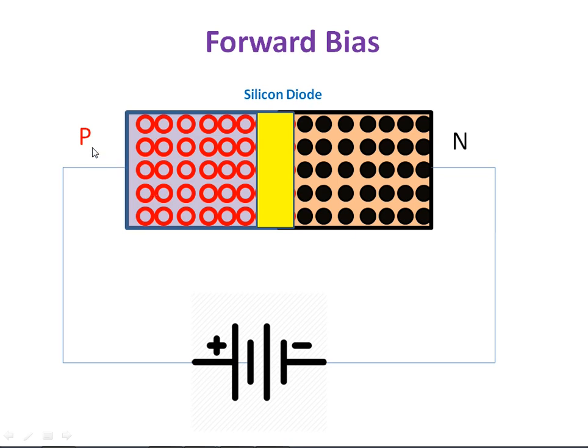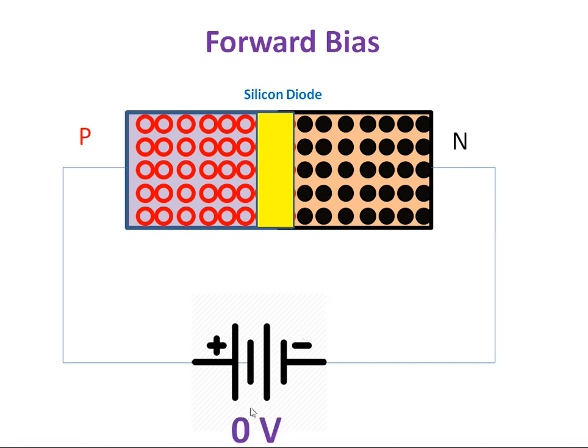So what is forward biased? Here it is a p-type side and an n-type side. Your p-type is connected to higher potential and n-type is connected to lower potential. Your p-type is known as the anode side, your n-type is known as the cathode side. Whenever the anode potential is greater than the cathode potential, it is known as forward bias.